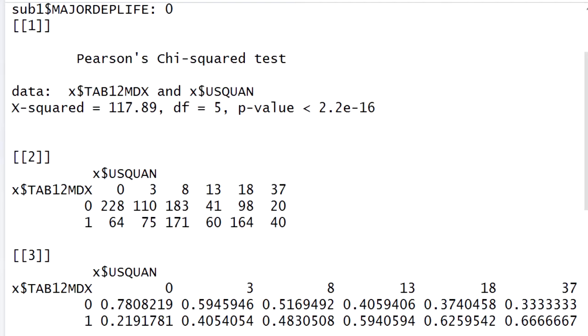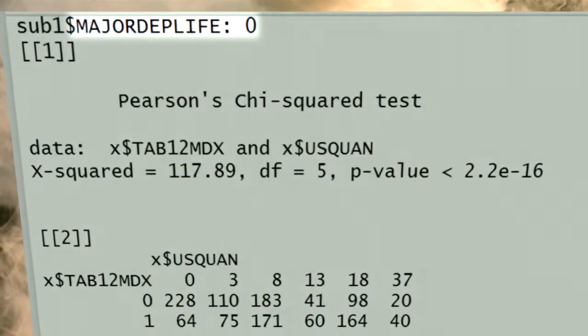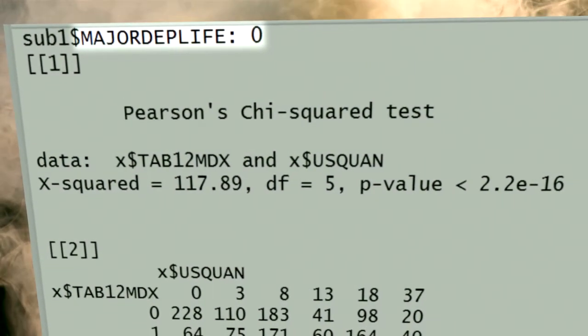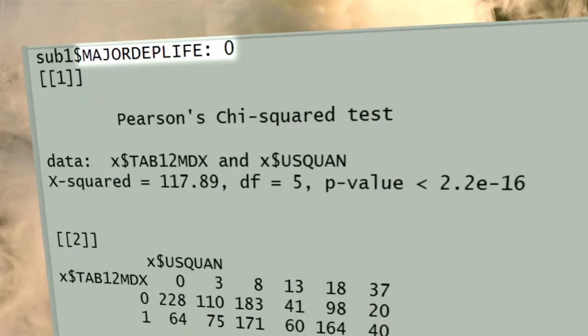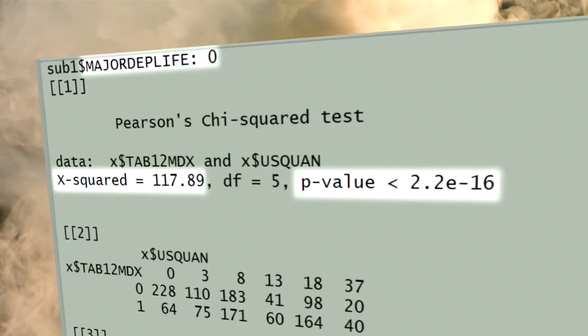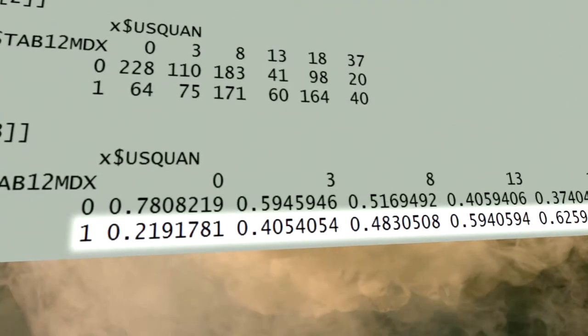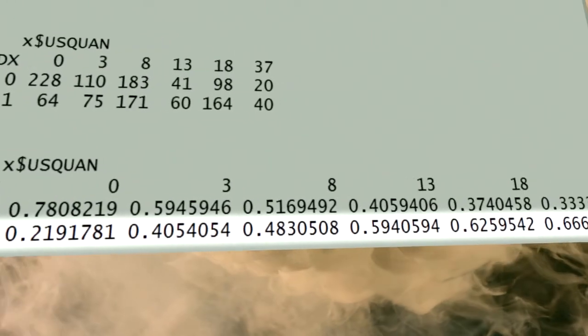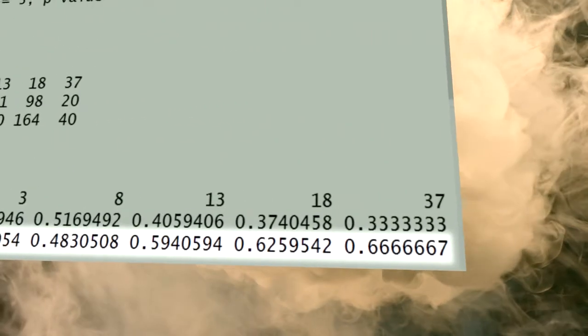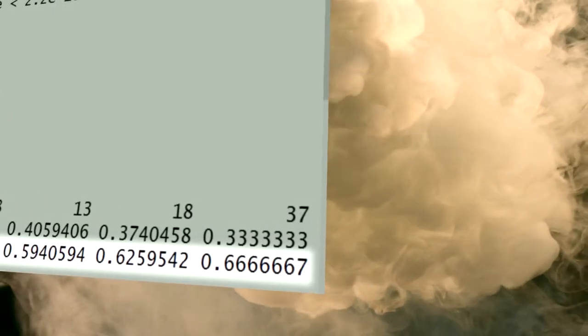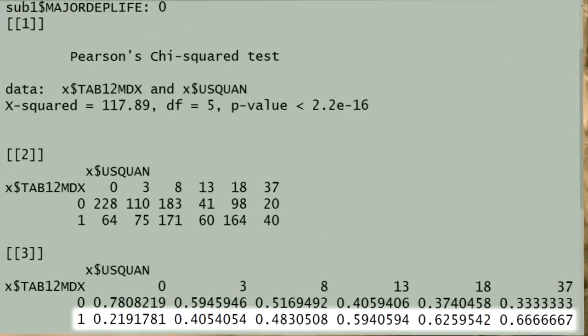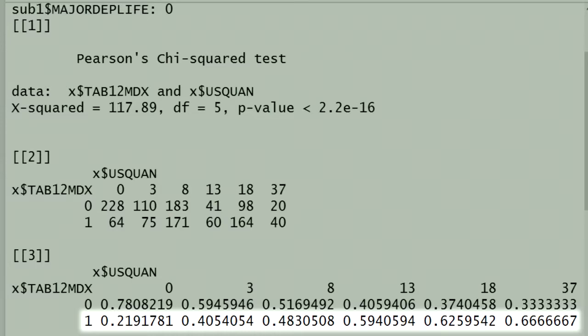After we add this code to our R program and run it, R gives us these results. You can see the tabulation table looking at usual quantity by tobacco dependence in the past 12 months. First, for major depression equal to 0, which is those without major depression, the chi-square value is large and the p-value is quite small. In addition, the column percents reveal what seems to be a positive linear relationship, with percentages of nicotine dependence increasing between lower levels of smoking and higher levels of smoking. So we can say that this is a statistically significant relationship for those without major depression.